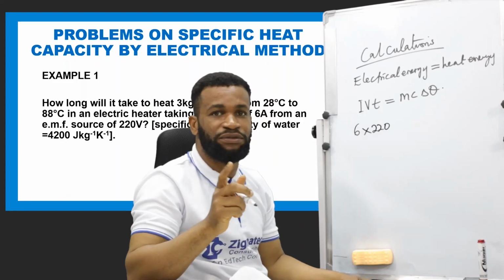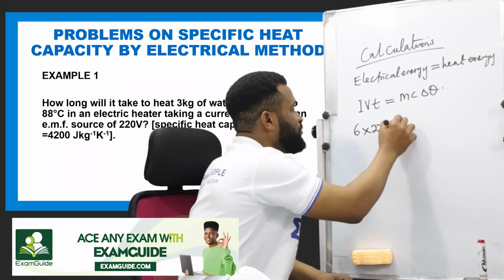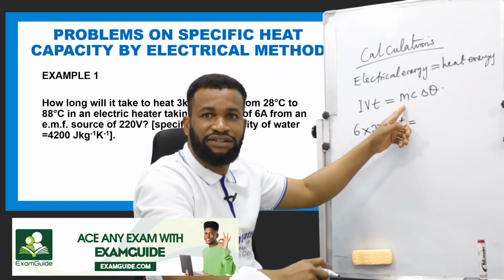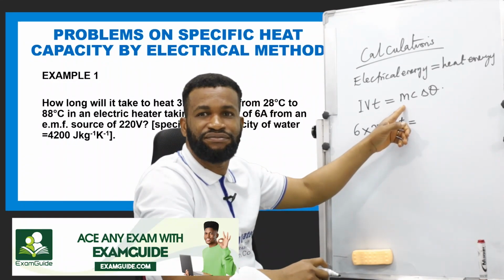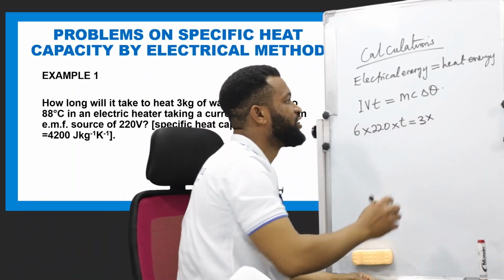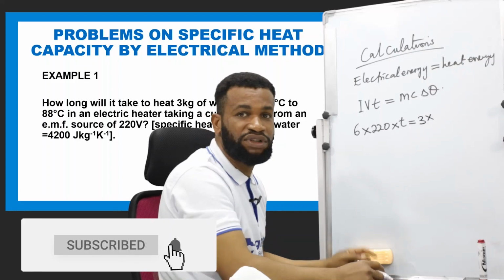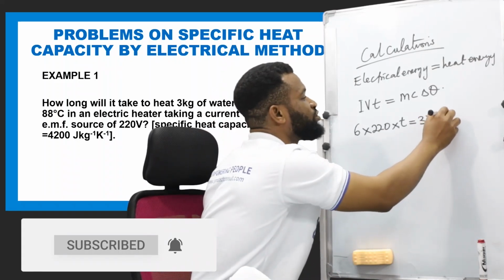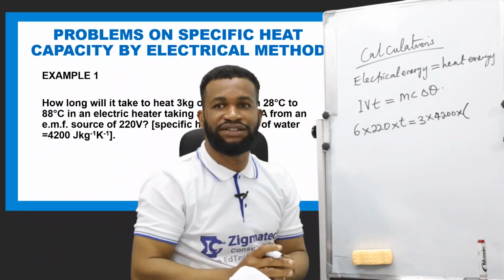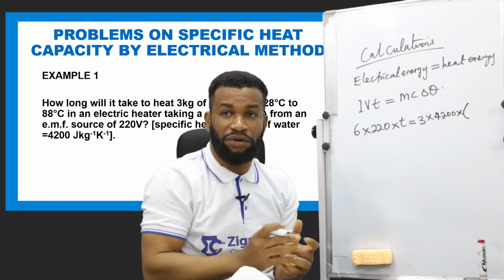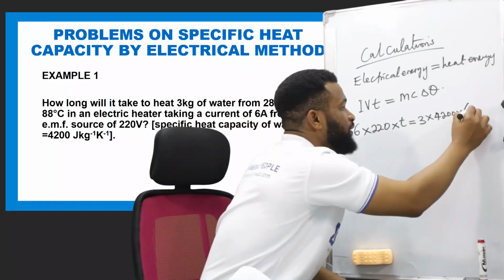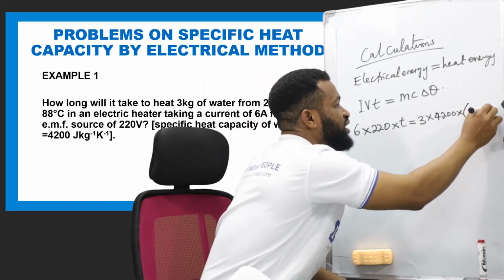V is 220 volts multiplied by time, because I don't know the time. Now I know the mass. The mass of water is 3 kg multiplied by the specific heat capacity of the water, which is 4,200, multiplied by the temperature change, which means from 28 degrees Celsius to 88 degrees Celsius. So that is going to be 88 minus 28.